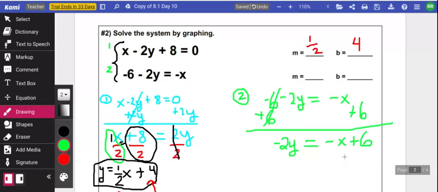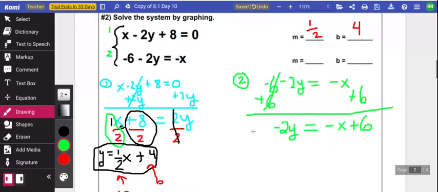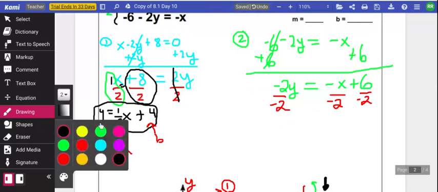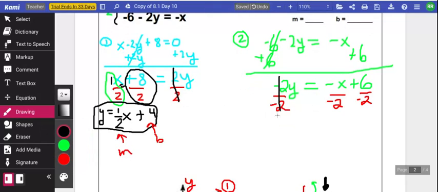Okay, this is not slope-intercept form yet. I have to solve for y, so I divide every term in the equation by the number in front of y, and the number in front of y is not 2, it is -2. Every term in the equation gets divided by -2. That way, these -2's simplify to 1y, or just y.